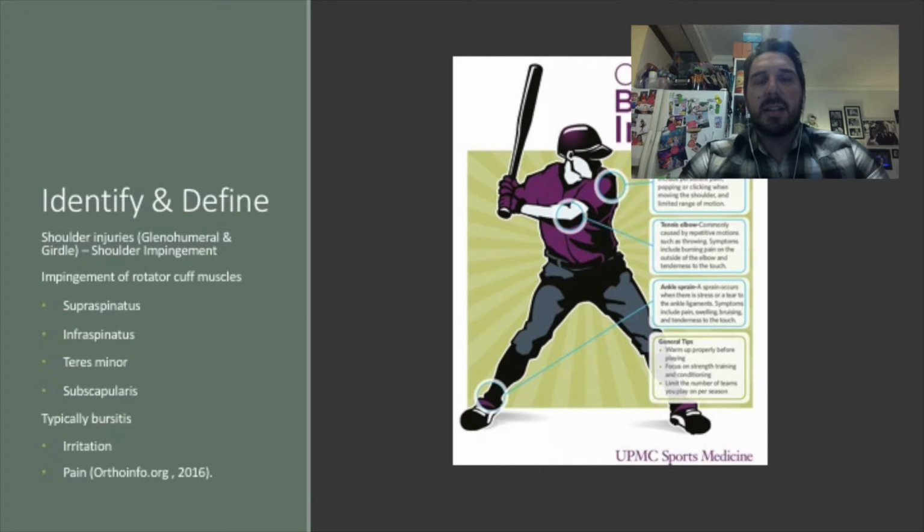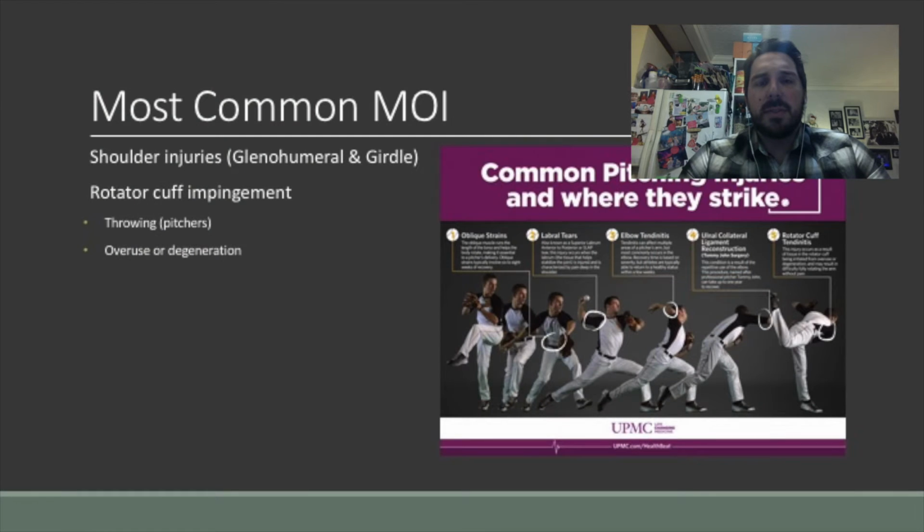So as we discussed, the supraspinatus muscle, again, those are the SITS muscles: supraspinatus, infraspinatus, teres minor, and subscapularis. You typically will see a bursitis in the shoulder, and what happens is that space gets occupied and causes the rotator cuff muscles to sort of hang up on that, and it can be very painful. So the most common mechanisms of injury, obviously, for this are going to be the same thing.